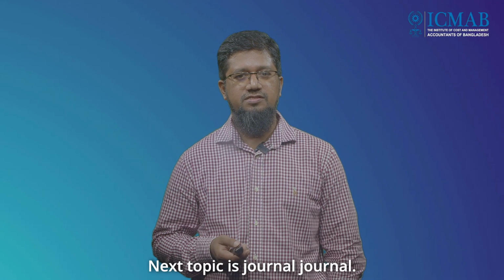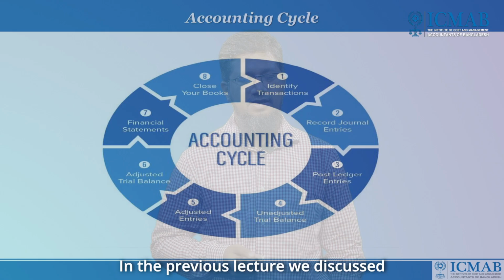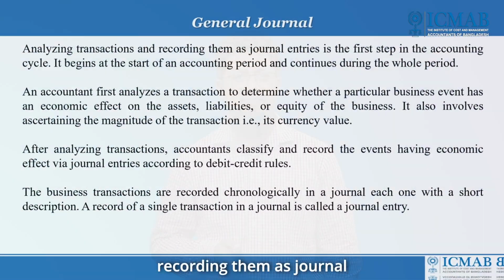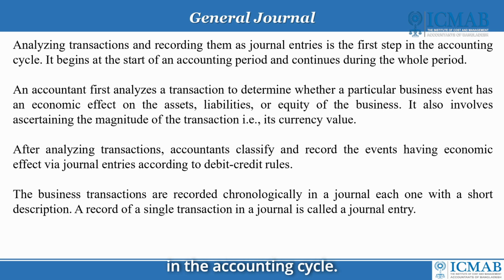Next topic is general journal. In the previous lecture, we discussed the accounting cycle, and we mentioned that after identifying the transactions, you have to record the transactions, and this is called journal. So what is general journal? Actually, analyzing transactions and recording them as journal entries is the first step in the accounting cycle.